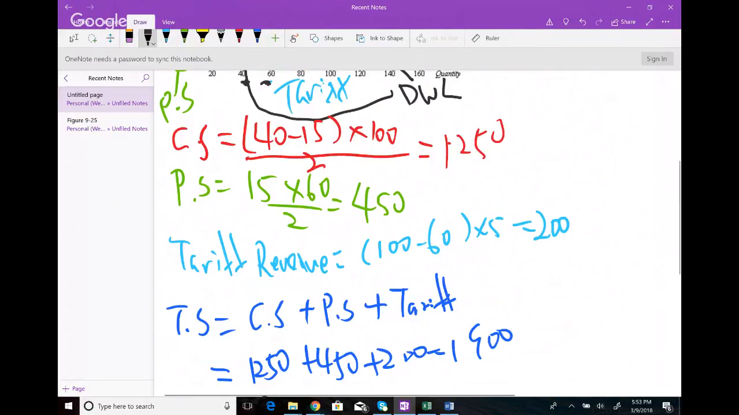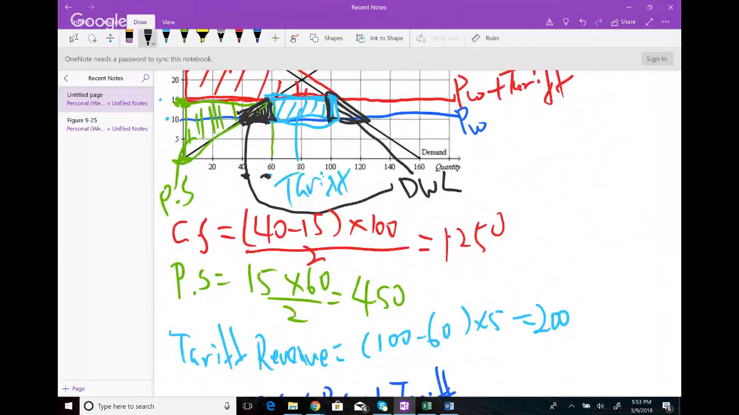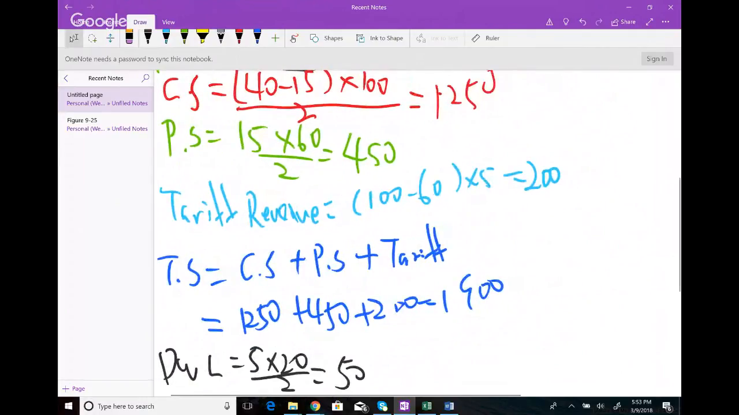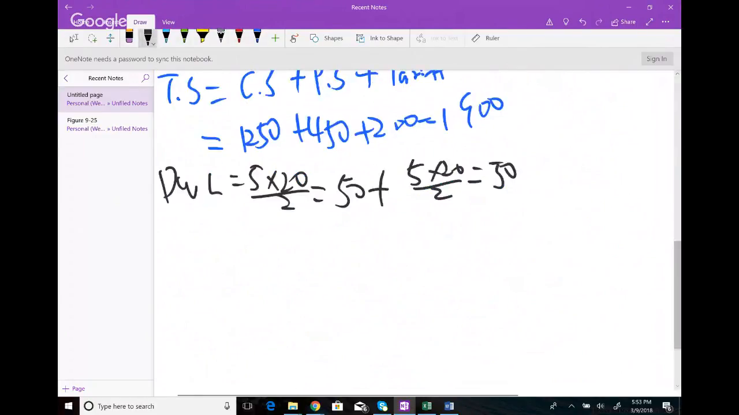And then the second little triangle is this one right here. The vertical difference is also from 10 to 15, so that's a 5. The horizontal difference from 100 to 120 is 20. So again, 5 times 20 divided by 2, that's also 50. Added together, our deadweight loss will be just 100.